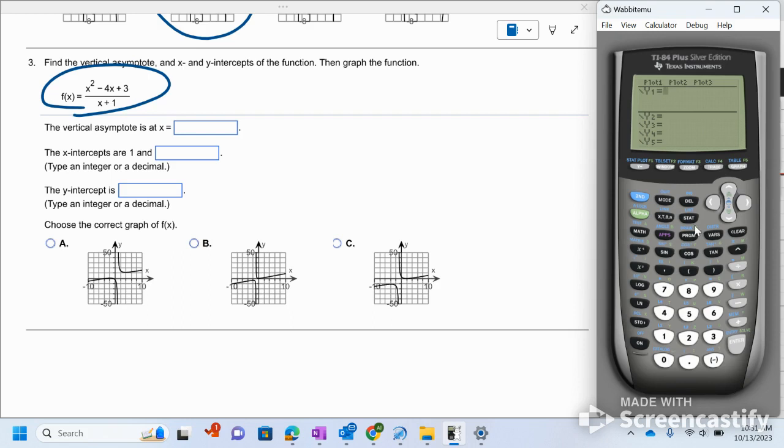It's actually faster here. X squared minus 4x plus 3, divided by parentheses x plus 1, boom, graph. And obviously you can see a slant asymptote going on there.